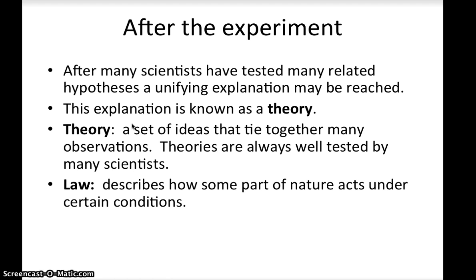Okay, so you finish your experiment, you share your results, and now you are in the after-the-experiment stage, and this is where you can come up with a theory. If you and many other scientists come up with the same results or similar results, then you have a theory, a set of ideas that tie together many observations. They're well tested, and there's many people involved, not just one. So you can never just have your own theory. And a law is something that describes how some part of nature acts under certain conditions. We always see this happening. That's what a law is.